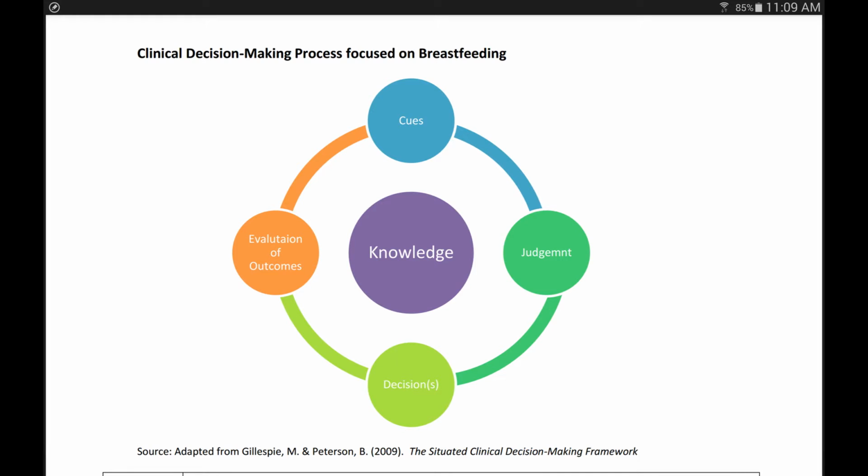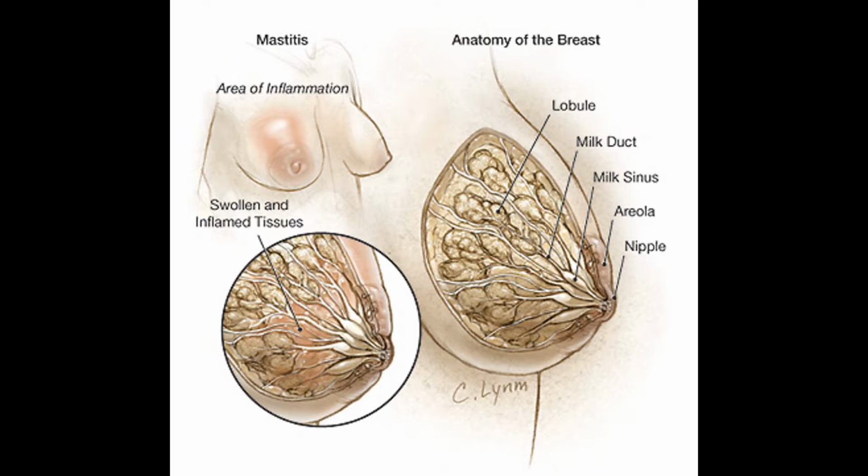As you saw, the decision-making framework involves knowledge, cues, judgment, decisions, and evaluation. Here's another look at that model. So using the decision-making framework in relation to our breastfeeding challenge, we start with the category of knowledge. So what exactly do we know about mastitis? Mastitis is an infection of the breast tissue in women who are lactating. I'll show you a quick picture of what that might look like.